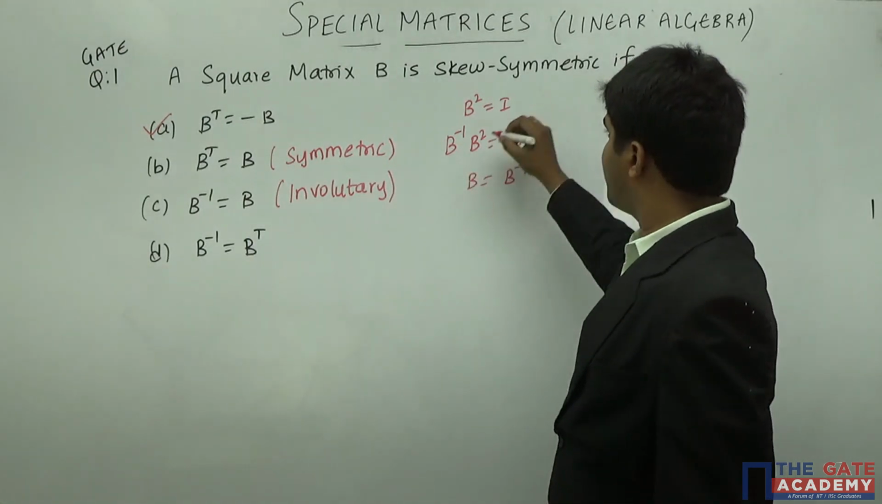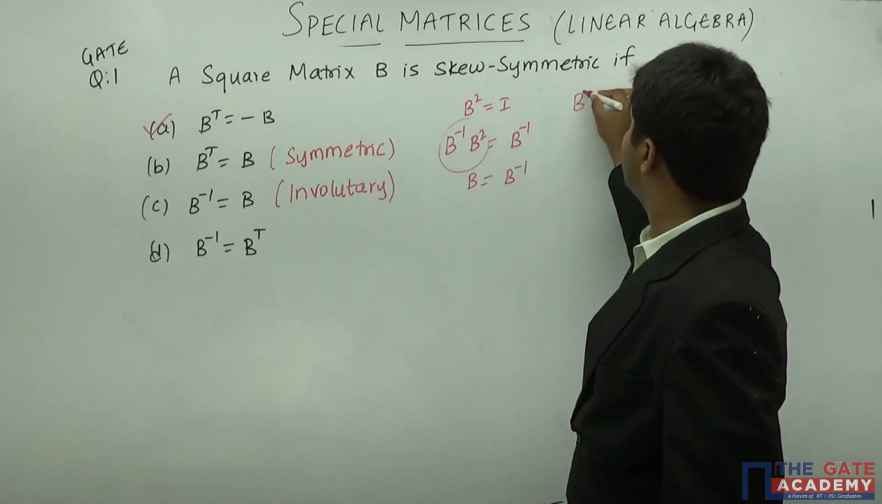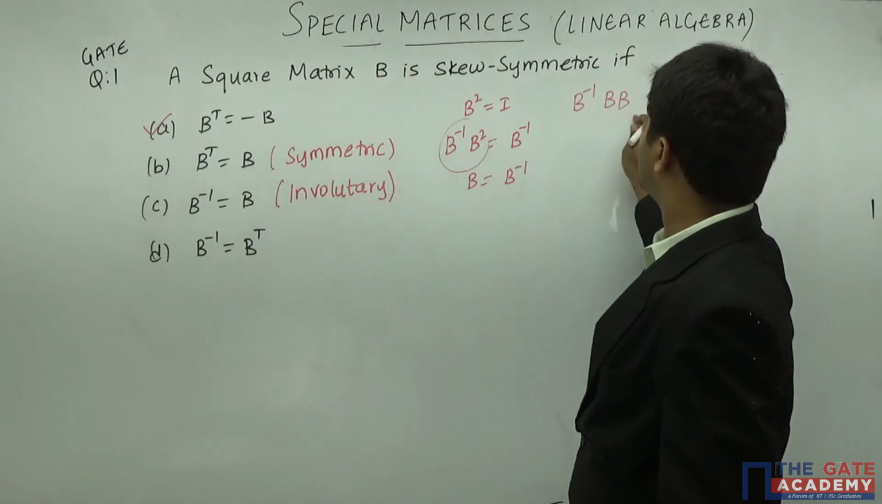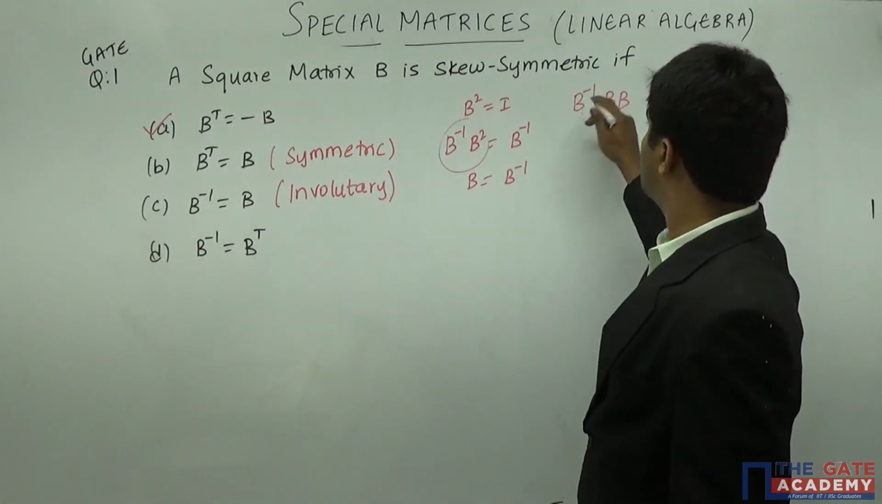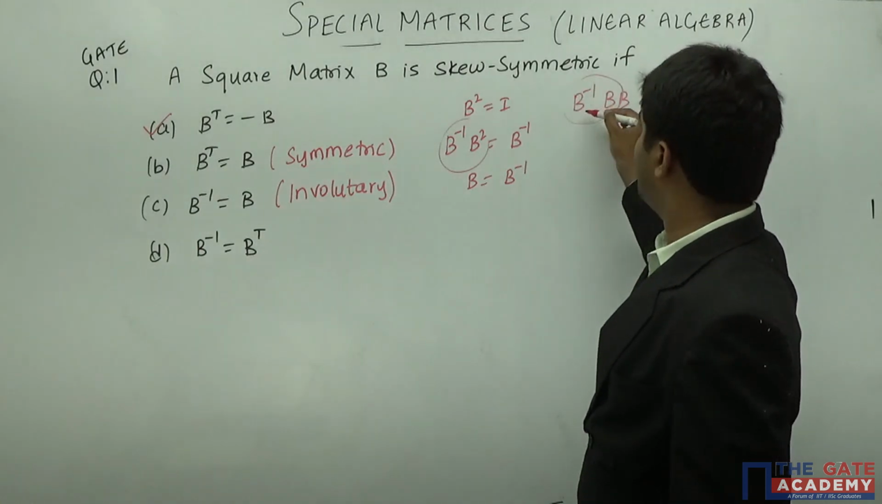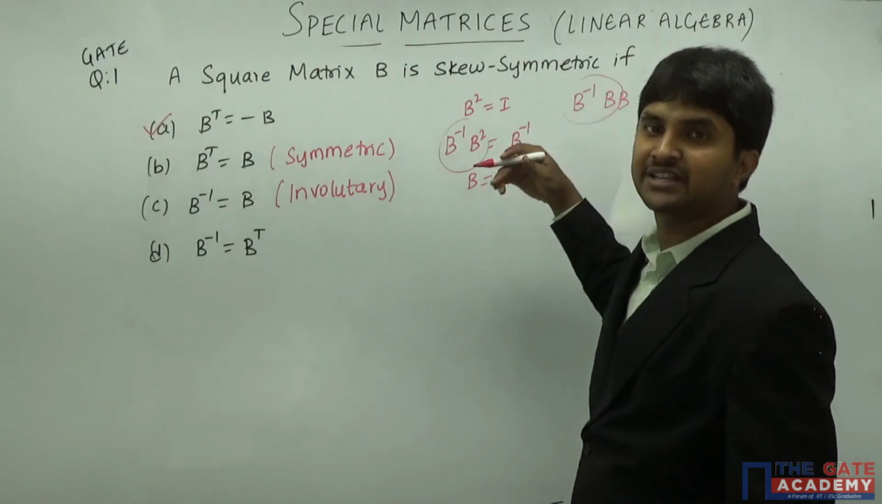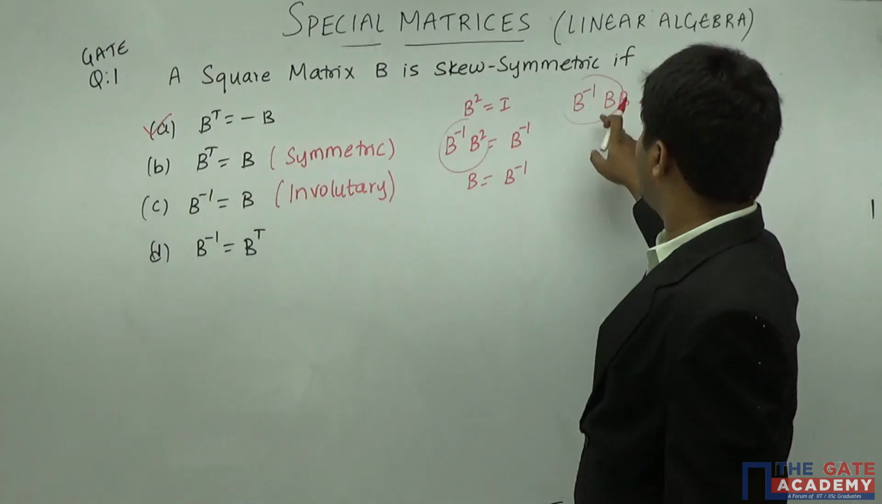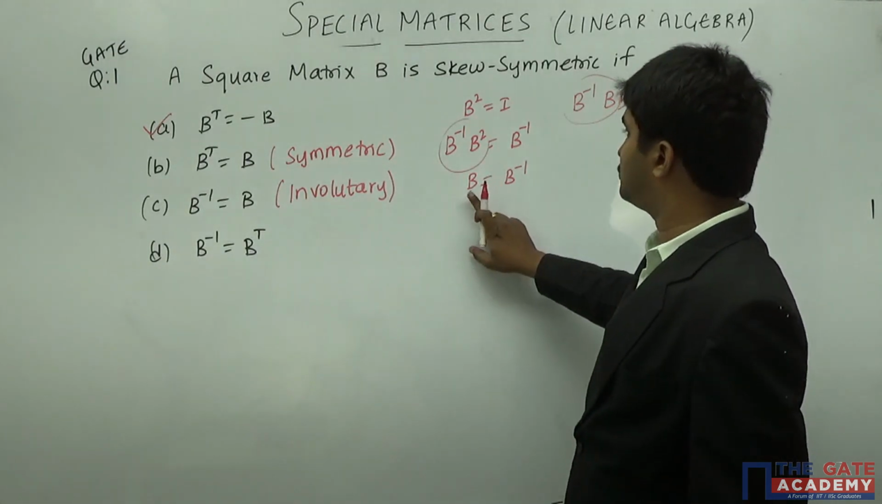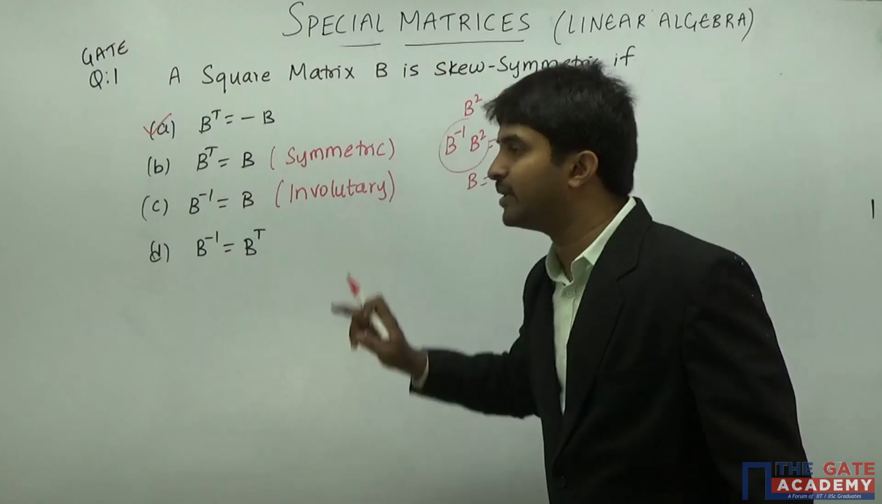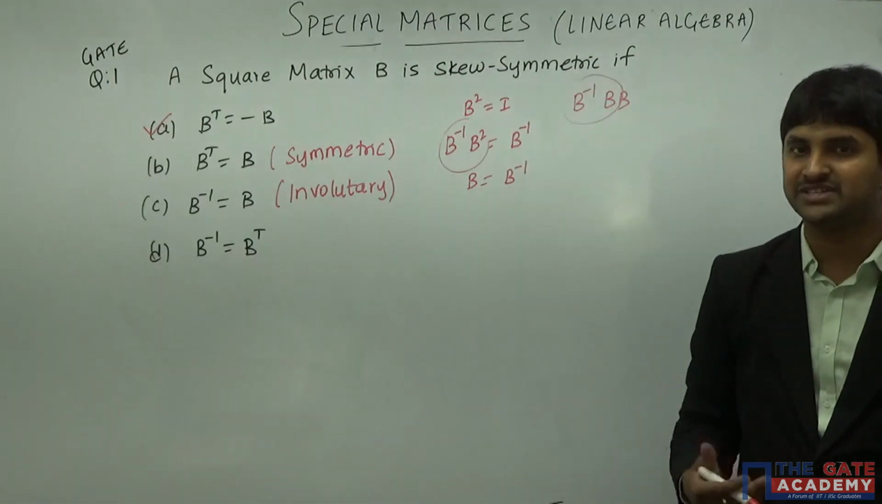So we're going to have B is equal to B inverse. This is because we can write it as B inverse into B into B, since B square is equal to B into B. So B inverse into B, any matrix multiplied with its inverse is going to be the identity matrix. So I into B is going to be B itself. So B is equal to B inverse is nothing but the property that we are looking for, which is an involutory matrix.